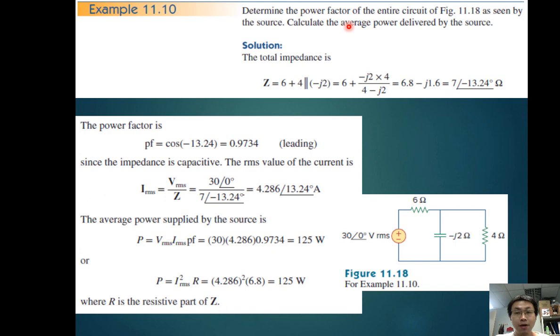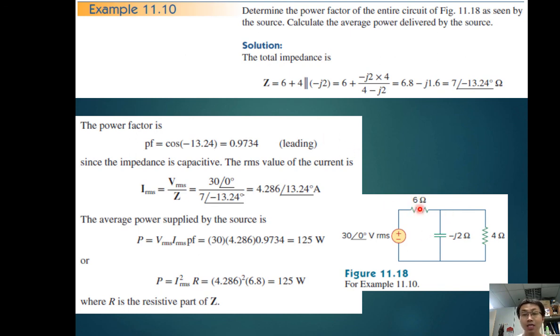So determine the power factor of the entire circuit of figure 11.1a. Okay, let's have a look at the simple circuit. We have the voltage source of 30 angle 0 degrees, 6 ohm, negative j2 ohm, 4 ohm. So first, they want to determine the power factor. Second, they want to know the average power delivered by the source. So usually we convert the circuit into a simple circuit first.